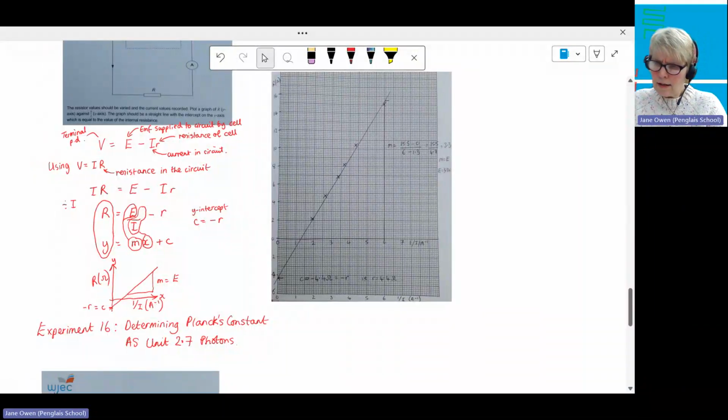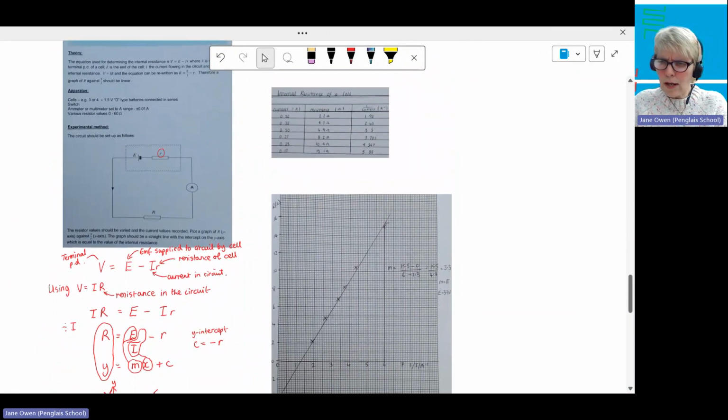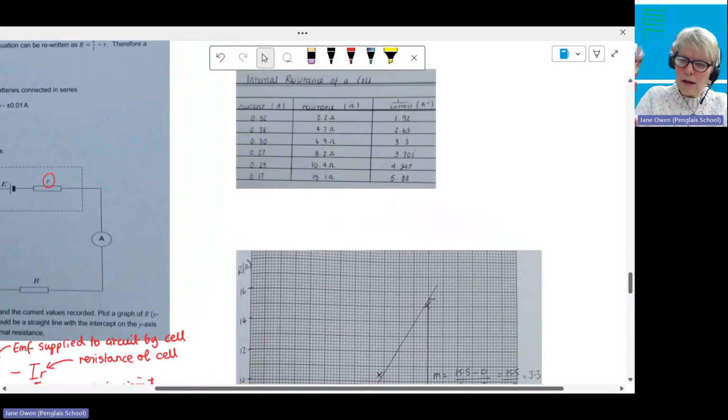All right, I'll expand it a little bit. I've plotted, let's just have a look back at the results, see if the results are okay. The internal resistance of the cell. I've got my current, let's put my resolution in, if nothing else, plus or minus 0.01 of an amp. My resistance here, plus or minus 0.1 of an ohm. Notice that they have put their ohms in the body of the table.